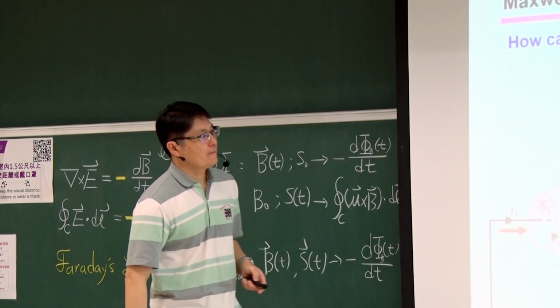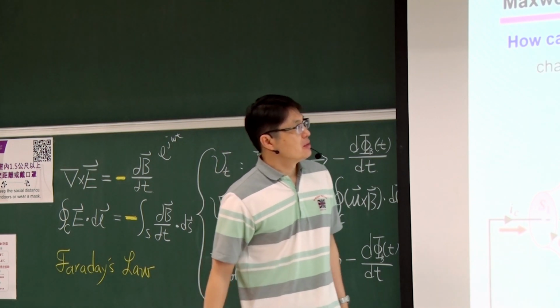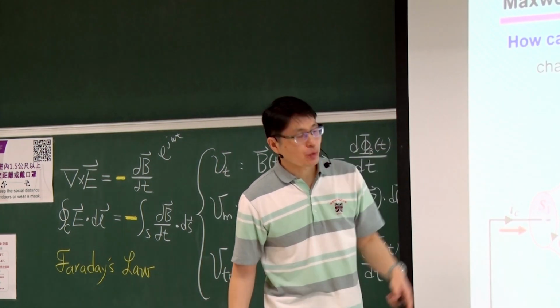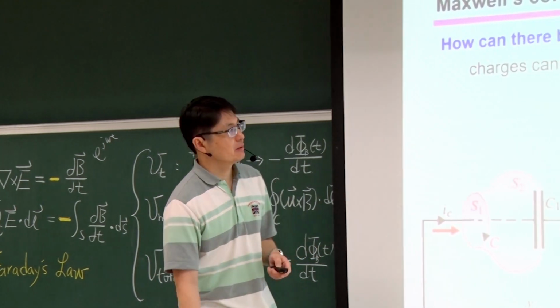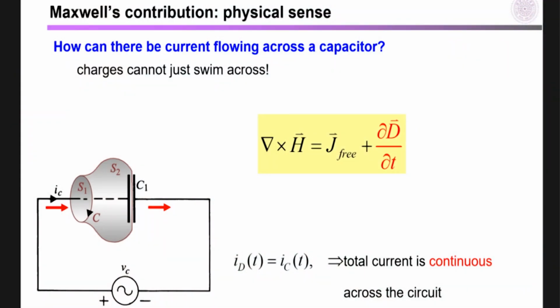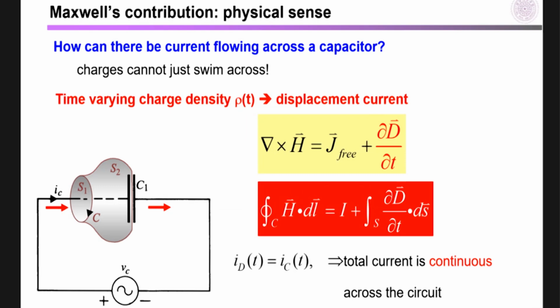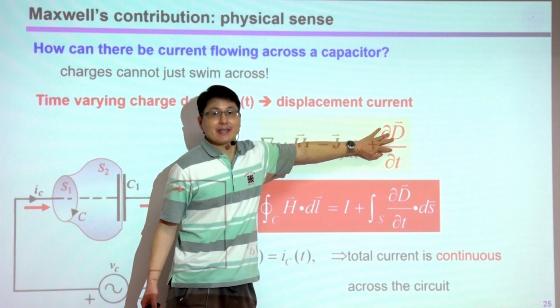All right. So this is really the problem he resolved. Charge cannot just swim across vacuum. Okay. But still, we have to know that on an operational circuitry, location by location, you have to have the same current. So that is only possible by denoting this term as the displacement current. This is called the displacement current density.